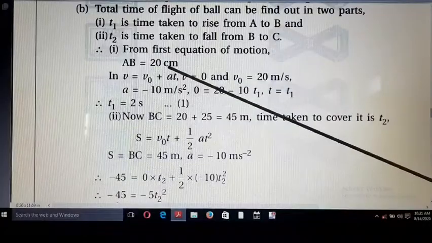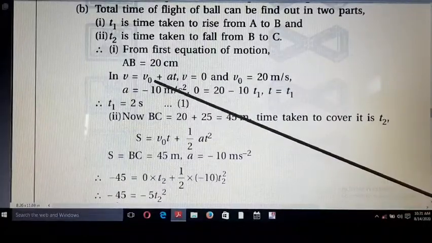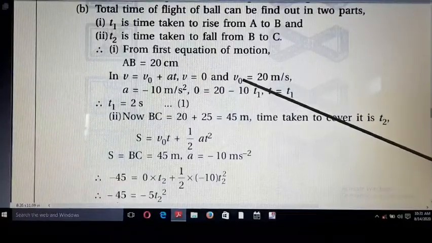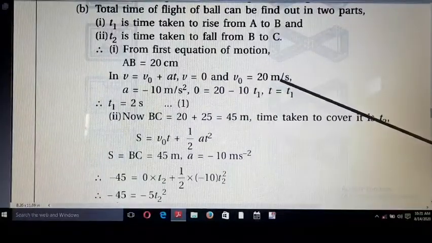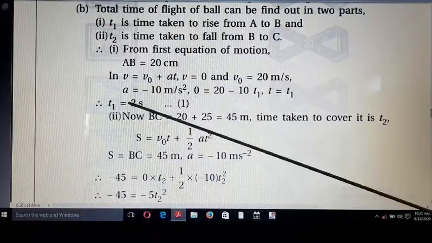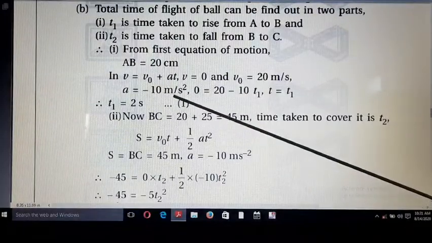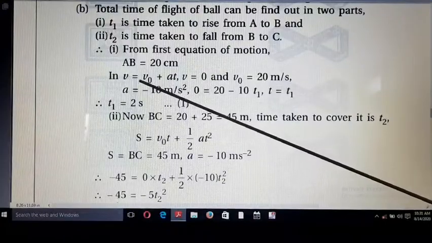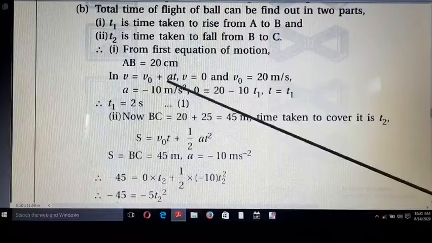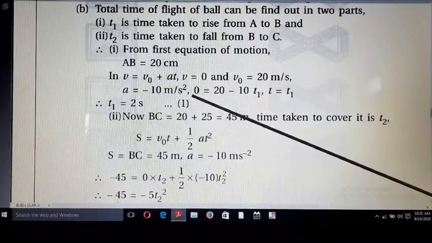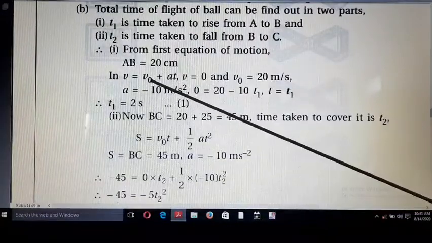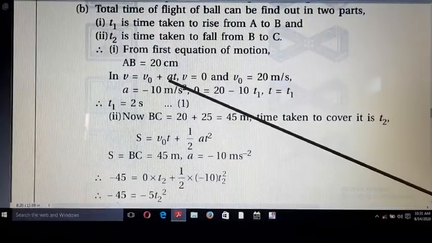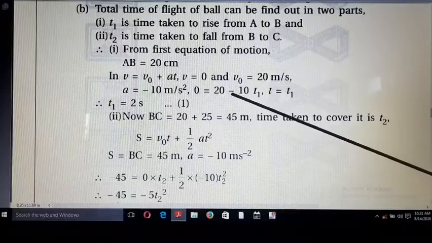So V is equal to V0 plus at. Final velocity is 0. Initial velocity V0 is equal to 20 meter per second. Acceleration a is equal to minus 10 meter per second square. All these values are substituted in this equation, V is equal to V0 plus at. So instead of V we here write down 0. Instead of V0, its value is 20 meter per second. And instead of a, we can write down its value minus 10.